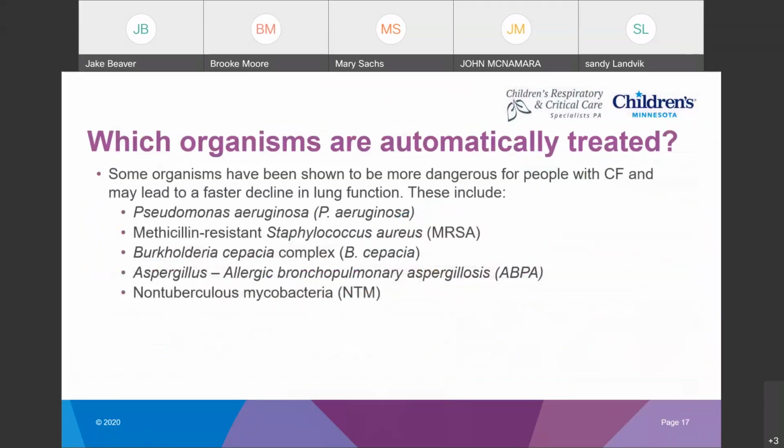So which organisms are automatically treated? So some organisms have been shown to be more dangerous for people with cystic fibrosis and may lead to a faster decline in lung function. Those include Pseudomonas, MRSA or methicillin-resistant Staphylococcus aureus, Burkholderia cepacia complex, Aspergillus, particularly allergic bronchopulmonary aspergillosis, or ABPA for short, and Nontuberculosis mycobacterium. So patients will grow a variety of bacteria, but these are the ones that we treat most aggressively when they grow in cultures.